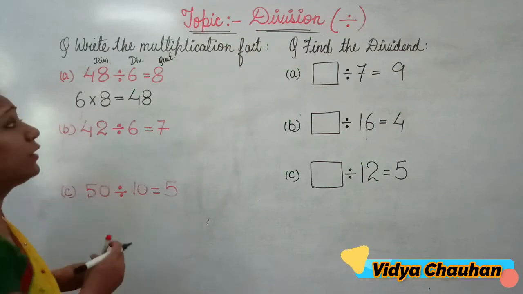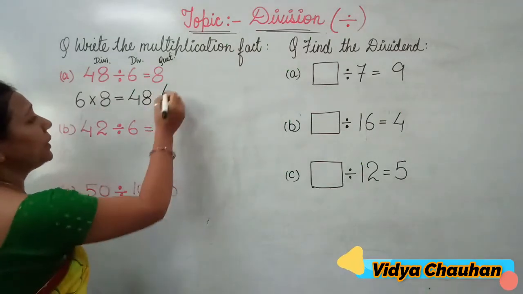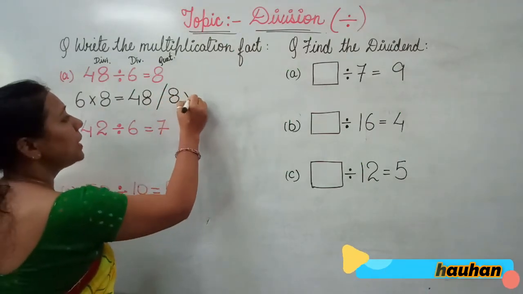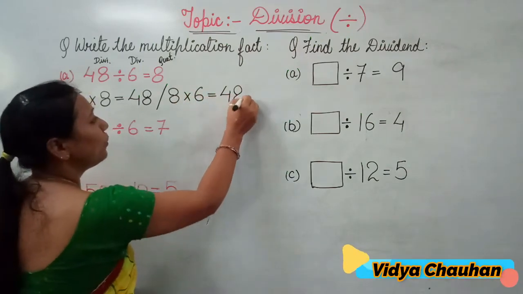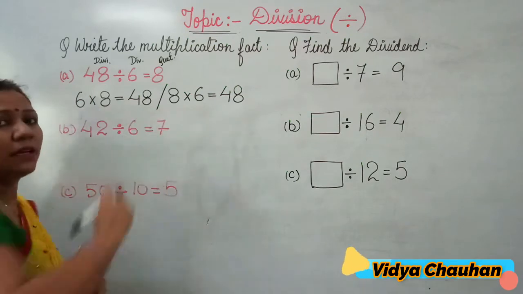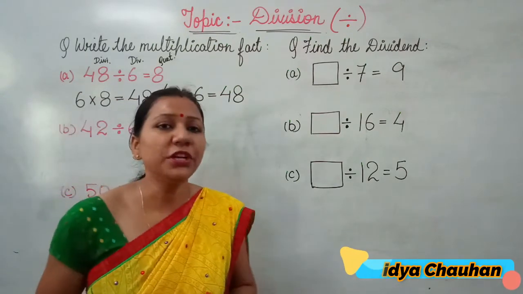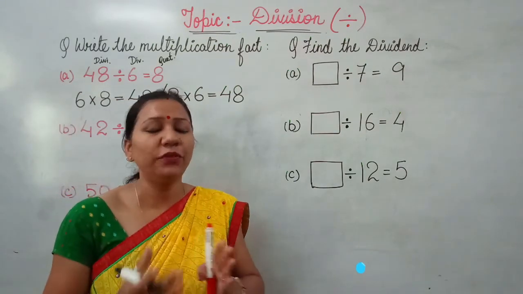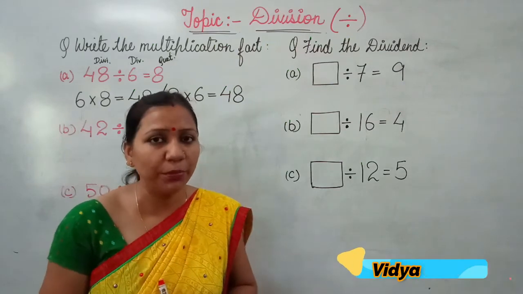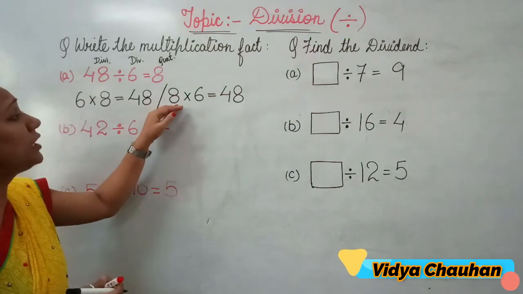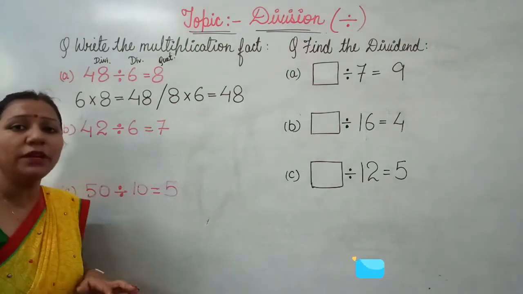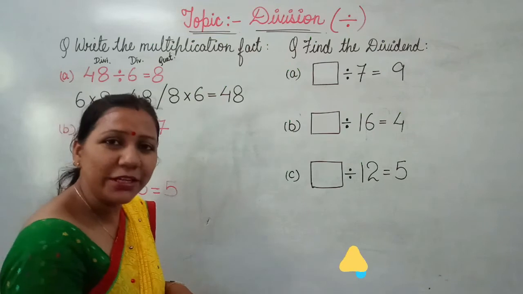The same value can also be expressed in this format, like quotient multiplied by divisor is equals to dividend. Both the ways it is correct, because in multiplication it does not make any difference if we are changing the order of the number. Whether I multiply 6 into 8, still it is 48, or multiply 8 into 6, then also I will get answer as 48.